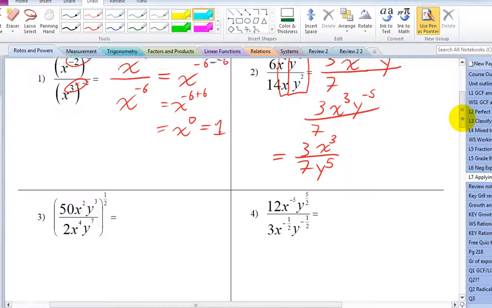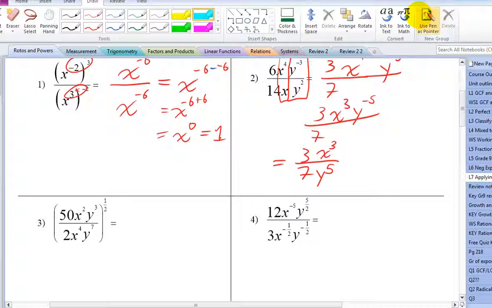Next one. Let's start by simplifying our fraction. Let's simplify the inside. So let's do this division. What's 50 divided by 2? What's x squared divided by x^4? -2. And what about for the y's? When you divide them, y exponent, -4. It's all to the 1/2.